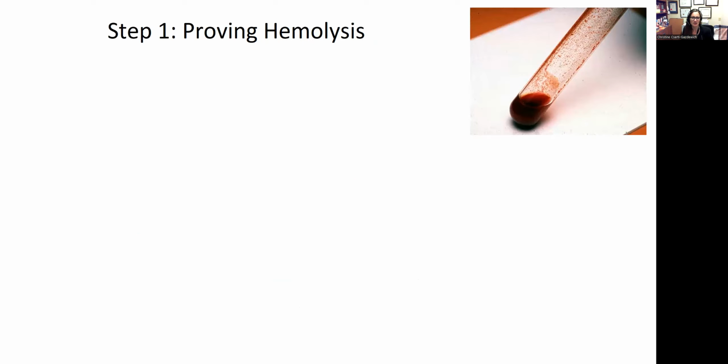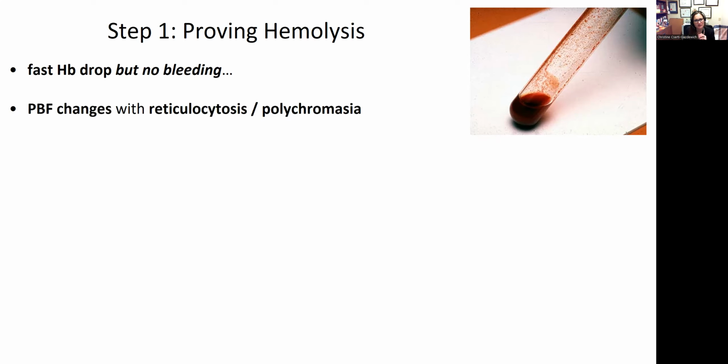So if you suspect hemolysis, the first step is to prove that it's there. What is the lesion and where is the lesion? So what is the lesion? The way we figure this out is by evidence of laboratory hemolysis. A hemoglobin that's dropping faster than what bleeding can account for, but there's no bleeding. Peripheral blood film changes. The plasma in a spun sample may be pink tinged and look like there's been red cell breakdown in the bloodstream.